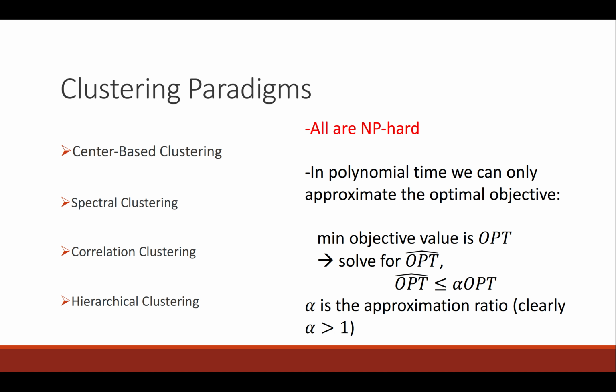Rather, if the minimum objective value is opt, then we would solve for opt hat, where opt hat is at most alpha times opt. So opt hat is basically not the optimal value, rather an approximation of the optimal value, and opt hat is also a bounded distance away from the opt. So it's at most alpha times opt. Alpha is called the approximation ratio. Clearly alpha has to be strictly greater than 1, since if alpha is equal to 1, then we have solved the problem exactly. And smaller values of alpha mean that we have a more accurate approximation.